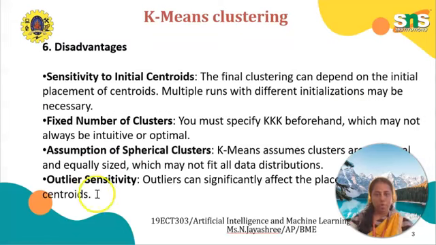So disadvantages: sensitivity to initial centroids. The final clustering can depend on the initial placements of centroids. Multiple runs with different initializations may be necessary. Fixed number of clusters. You must specify K beforehand, which may not always be intuitive or optimal. Assumption of spherical clusters. K-means assumes the clusters are spherical and equally sized, which may not fit all data distributions. Outliers can significantly affect the placement of centroids. That is outlier sensitivity. Next one is what?